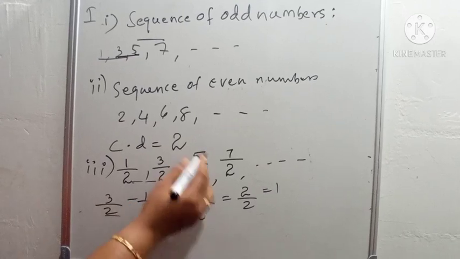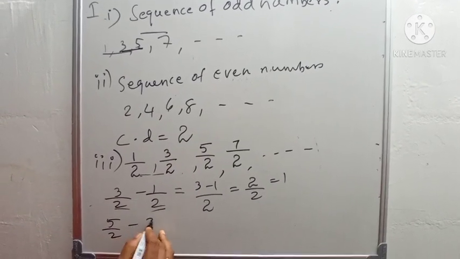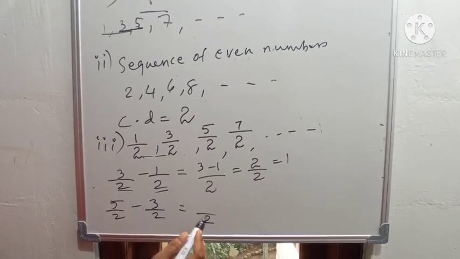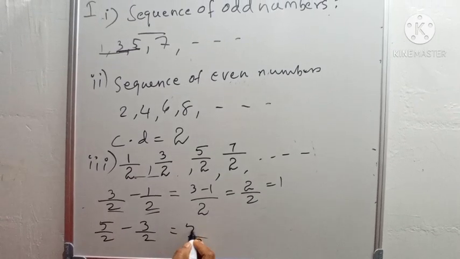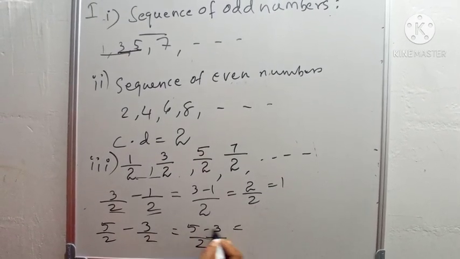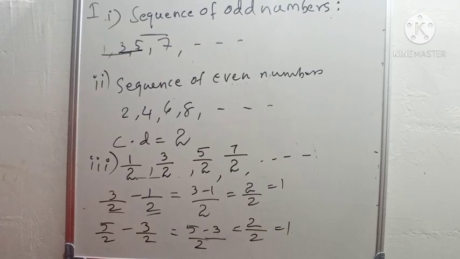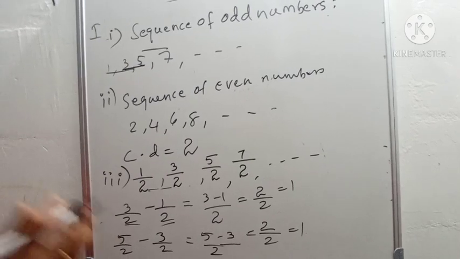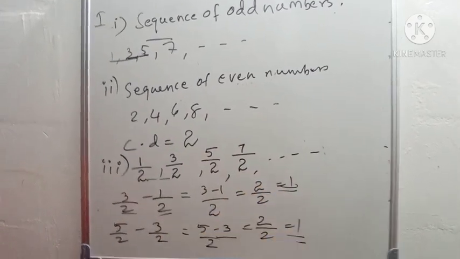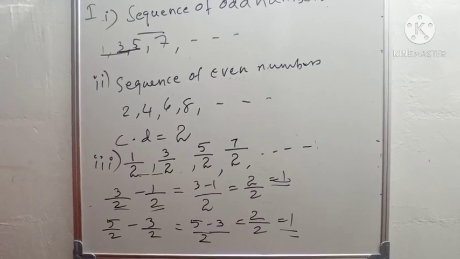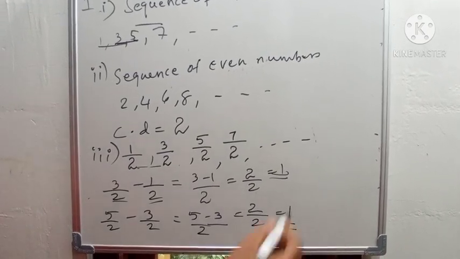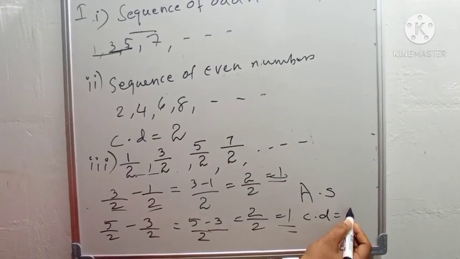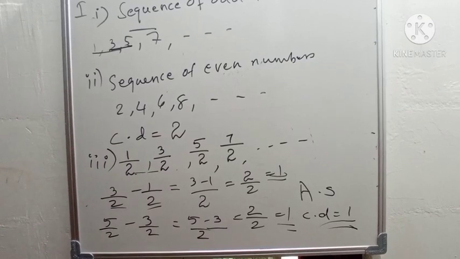Okay, then what about the difference between 5 by 2 and 3 by 2? See, here also the denominators are the same. So, write the same denominator here and subtract the numerators, that is 5 minus 3. 5 minus 3 is equal to 2. 2 by 2 is equal to 1. Okay, so if we continue this process, we get the same number 1 itself. That means there exists a common difference in this sequence. Therefore, this one is also an arithmetic sequence and the common difference here is, yes, 1. Okay, children?